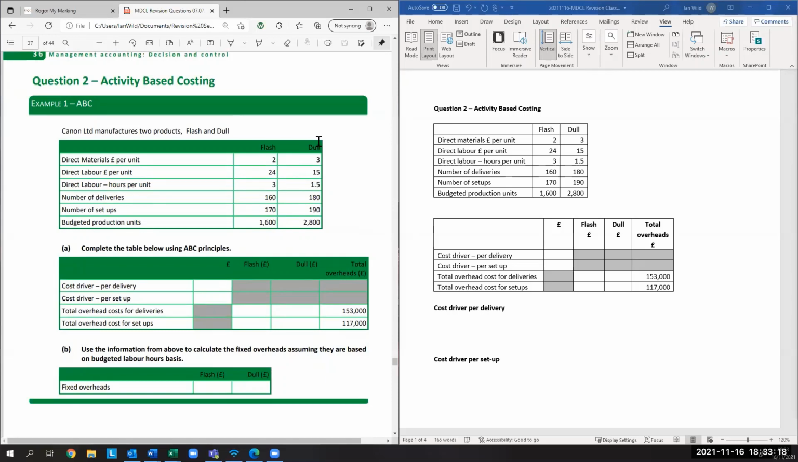Hopefully everyone's okay and can see that all on the screen. We have the question on the left-hand side and my workings on the right-hand side. I always send over my workings so that hopefully they get sent out with the recording. Can I just confirm that everyone can see that okay and everyone can hear me? If you can, just pop a Y in there?